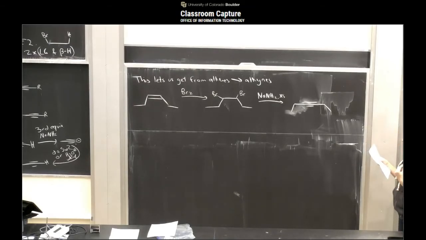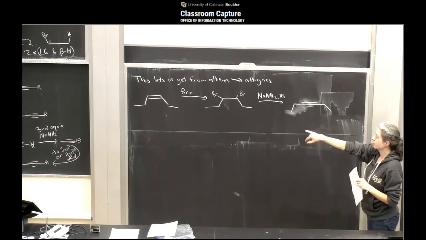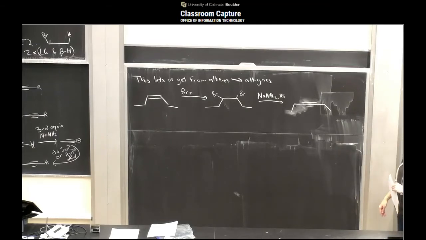Okay. So this is a short snippet of a synthesis, but it is a way to increase the number of carbon-carbon double bonds if we want to go alkene to alkyne. Okay, so questions about that one? Okay, cool.